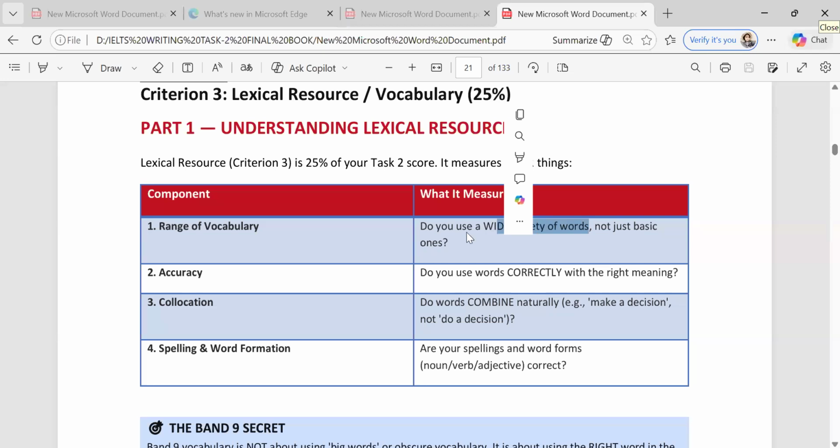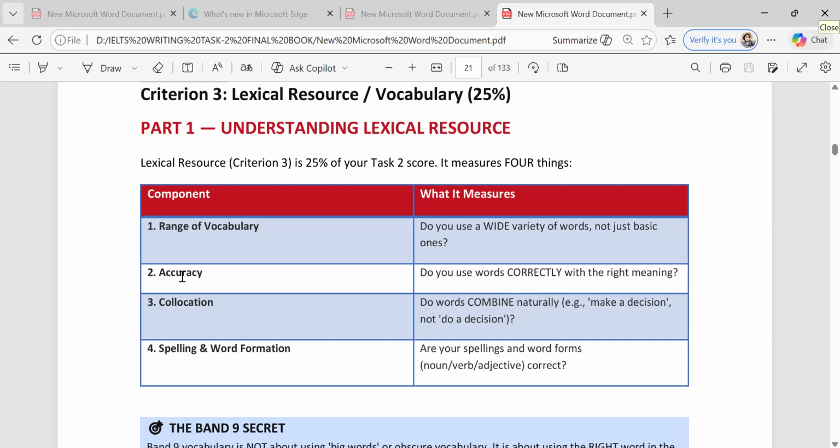Do you use a variety of words, or do you only use basic ones, or repeat the same word again and again? IELTS does not like repetition. IELTS does not like basic vocabulary words, and there should be a variety of words.